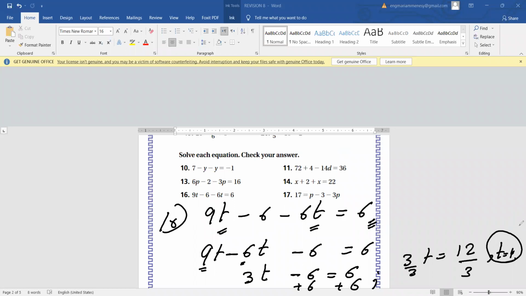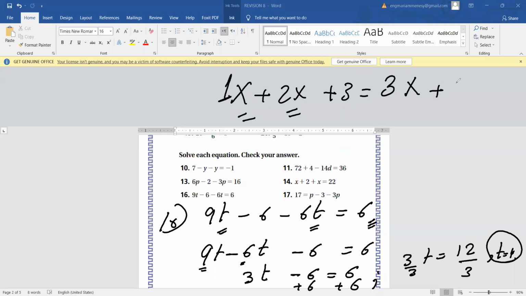Again? If I have, my dear, x plus 2x plus 3, I only add x plus 2x. I have 1x plus 2x equals 3x, plus 3. This is the end. I can't add 3x and 3. I can only add x with x, t with t, m with m, p with p, and so on. Okay?